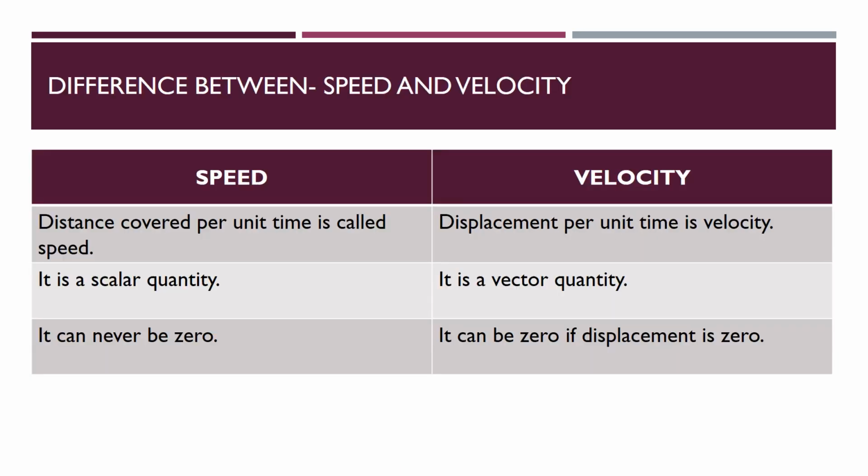This slide shows us the difference between speed and velocity. Here we have mentioned three basic points. Speed is the distance covered per unit time, whereas velocity is displacement per unit time. Speed is a scalar quantity, whereas velocity is a vector quantity because it also signifies the direction. Speed can never be zero, whereas velocity can be zero if the displacement is zero, and it can also be negative. Velocity is basically the directed speed.